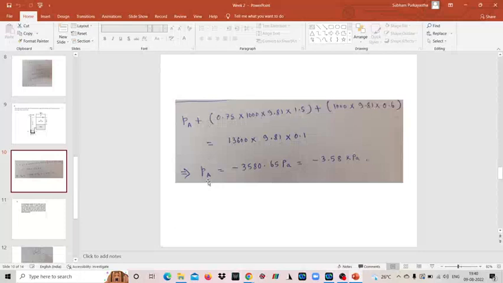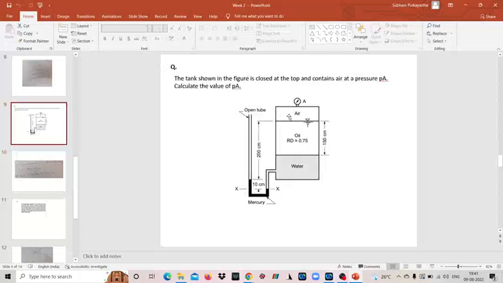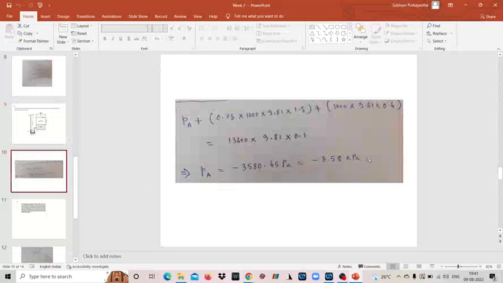And then finally PA is equal to minus 3.58 kilopascal or minus 3580.65 pascal. So approximately minus 3580 pascal is the value of PA. So it is negative pressure. It means that here the pressure is basically vacuum pressure, because the pressure is less than atmospheric. On the top of this, it is exposed directly to the atmosphere, and that's why you have not taken this value, because we are measuring with respect to the atmosphere, so this value is 0. So that's why PA is minus 3.58 kilopascal.